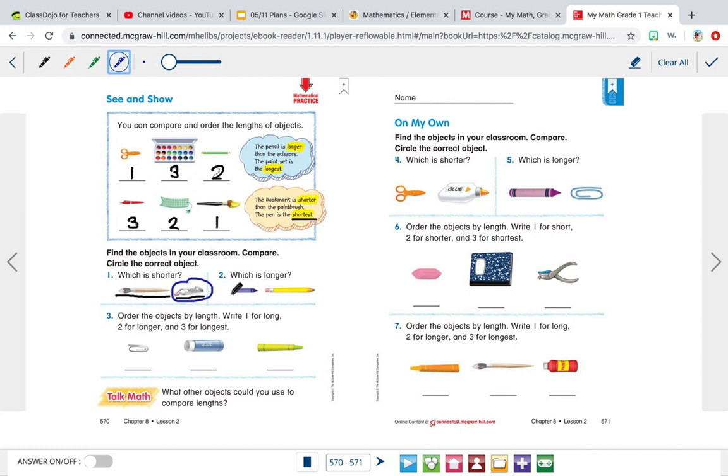Now let's look at this crayon. So here's the crayon, and here's the pencil. Now it's asking which one is longer. Is the crayon longer or is the pencil longer? You should say the pencil. So we're going to circle the pencil.